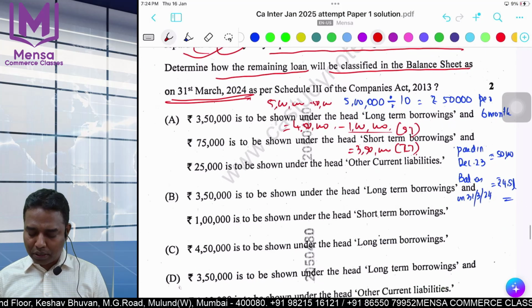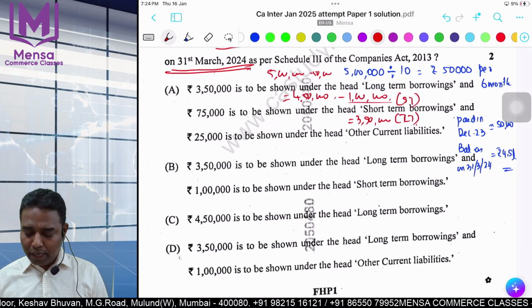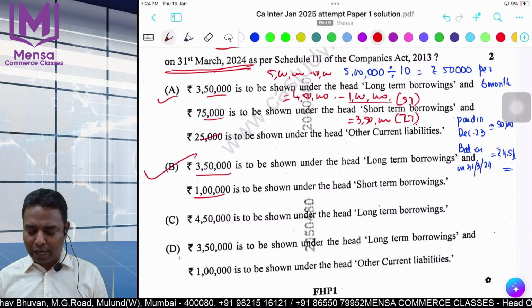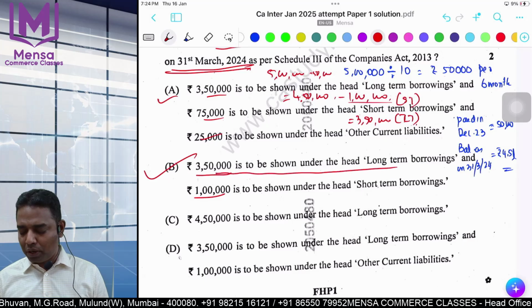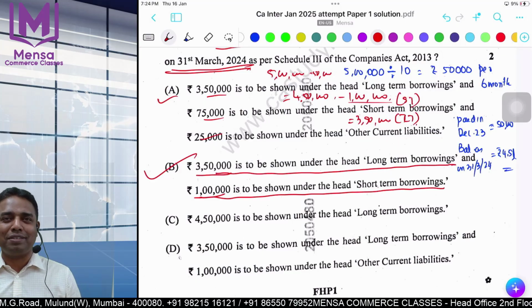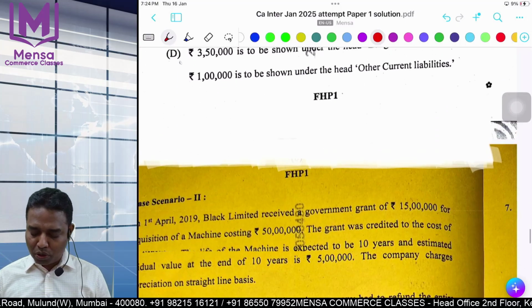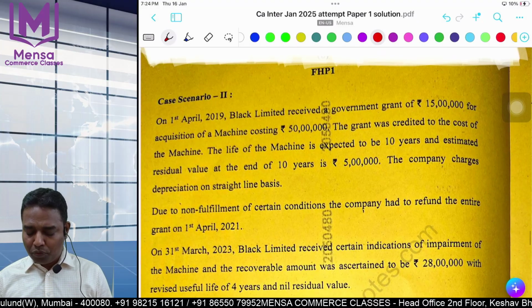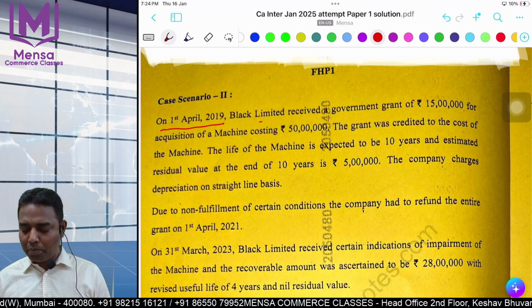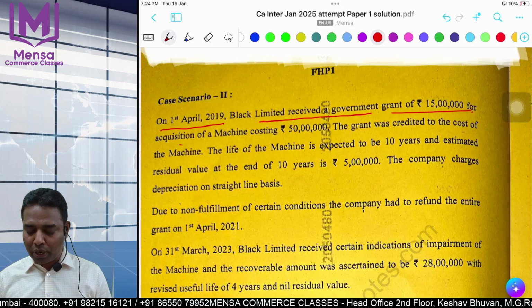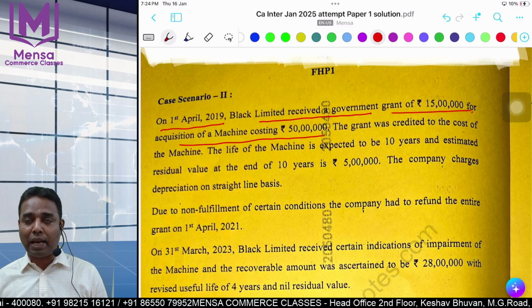We will see in option number A, 350 and 75 doesn't appear correct. 350 and 1 lakh. Yes, this is right. 350 will go to long-term borrowings. 1 lakh will go to short-term borrowings. Clear? So let's move on to the next one. What does it say here? On 1st April 2019, Black received a government grant of 15 lakhs for acquisition of machine of 50 lakhs.